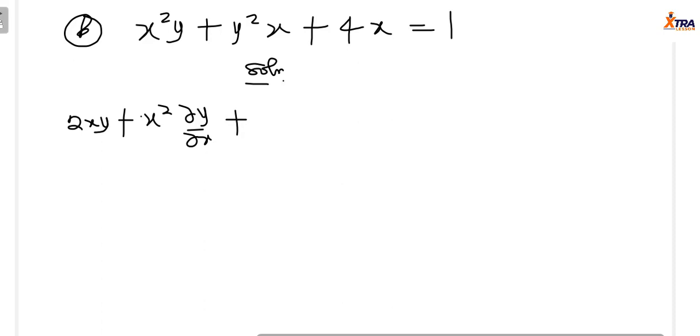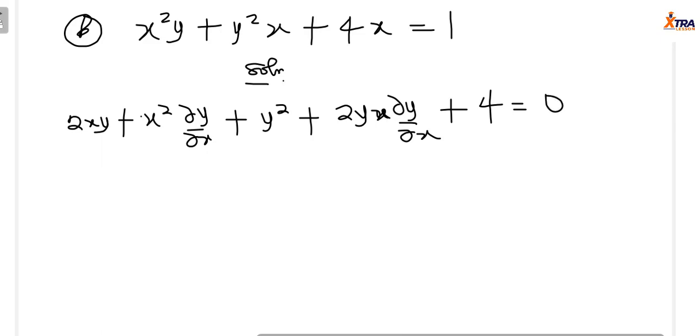Plus, let's differentiate y squared x. Differentiating y squared, we now have 2y dy over dx times x. Differentiate 4x, we have 4, and differentiating the constant 1, we have 0.